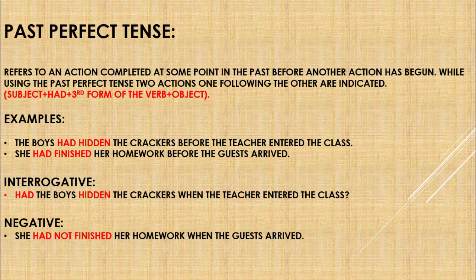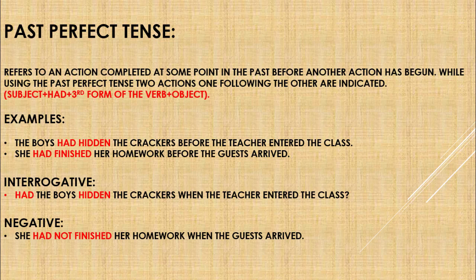Past perfect tense refers to an action completed at some point in the past before another action has begun. While using the past perfect tense, two actions, one following the other, are indicated. We use had and third form of verb in this tense. As you can see in the examples, the boys had hidden the crackers before the teacher entered the class.